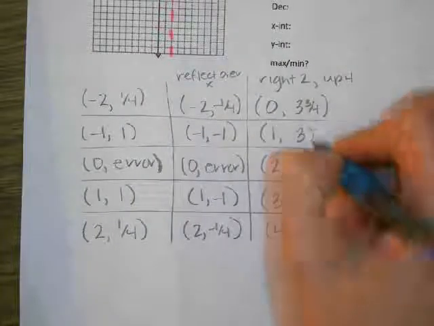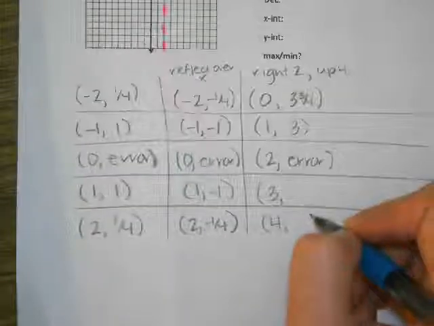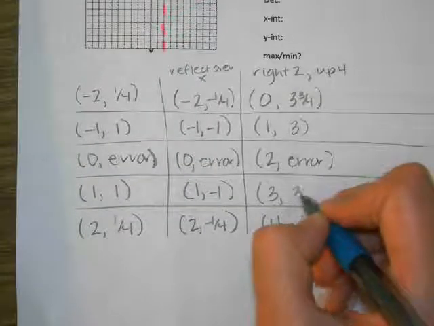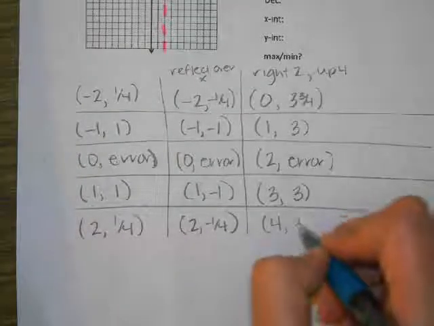Three. You have negative 1 and you add 4 to it. That's going to give you 3 again. You have negative 1/4. You add 4 to it. That's going to give you the 3 3/4 again.